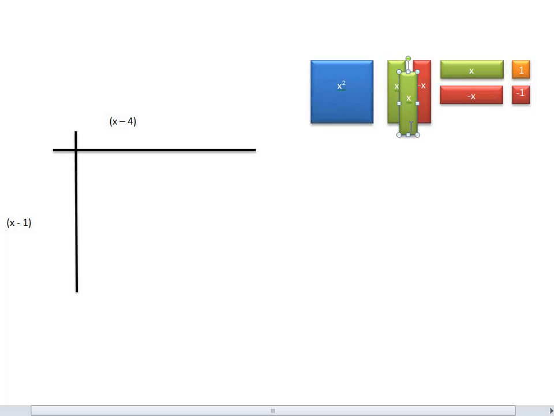Let's try a problem with negative values. Multiply x minus 1 by x minus 4. Again, we choose green x tiles, but this time we need red 1's tiles.